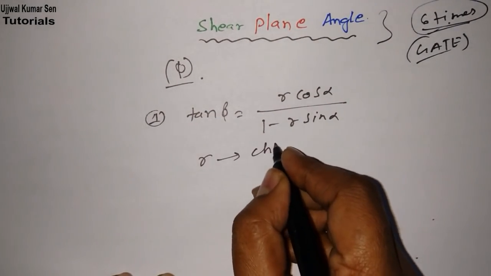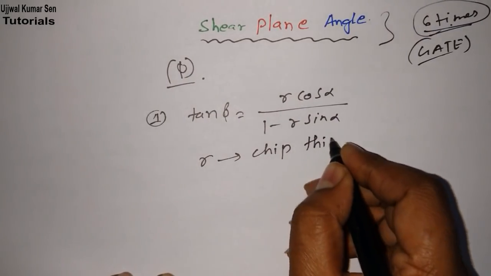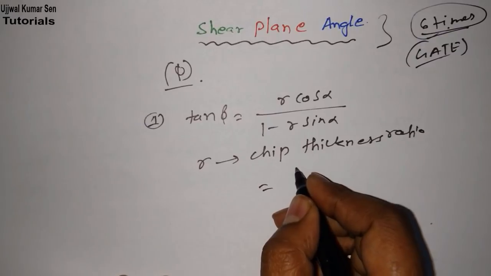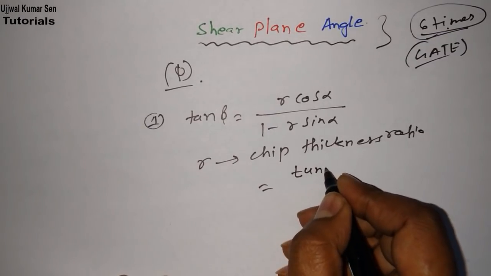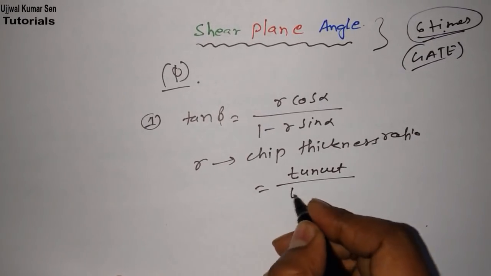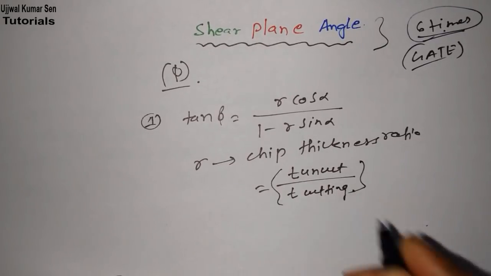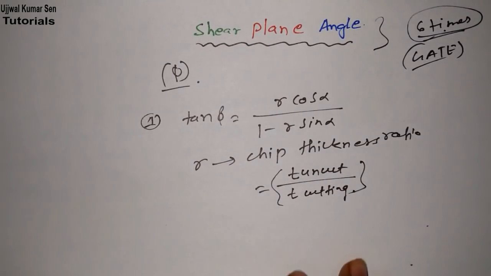What is r? That is the chip thickness ratio. That means it is the uncut chip thickness divided by the chip thickness after cutting.